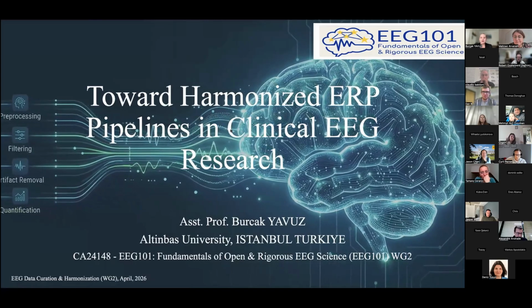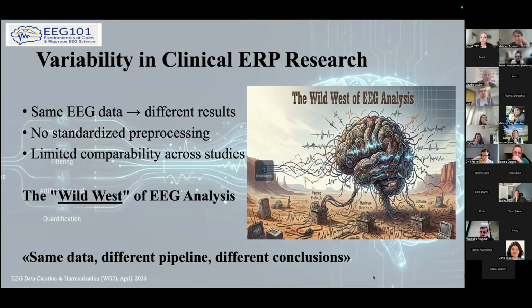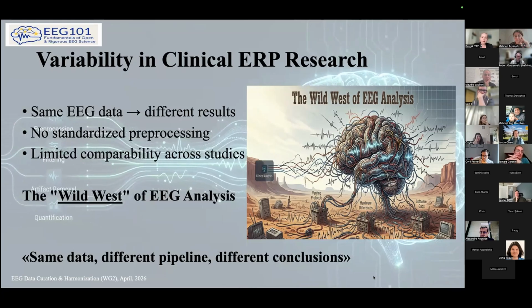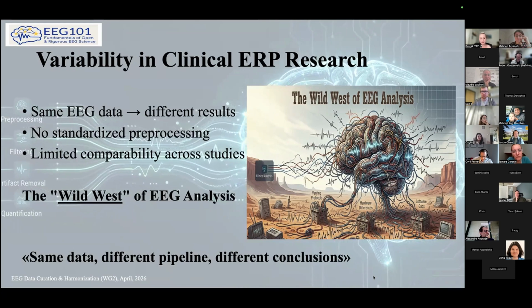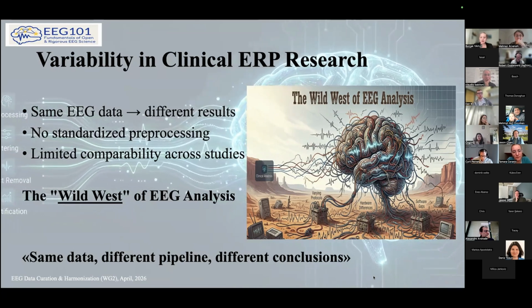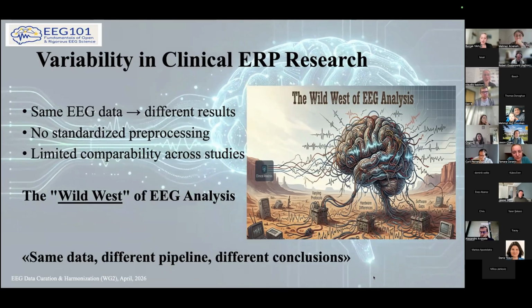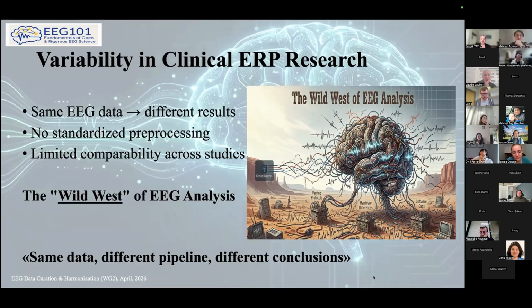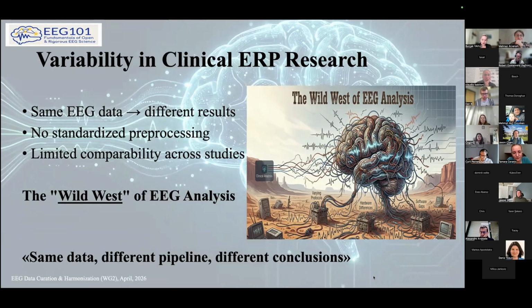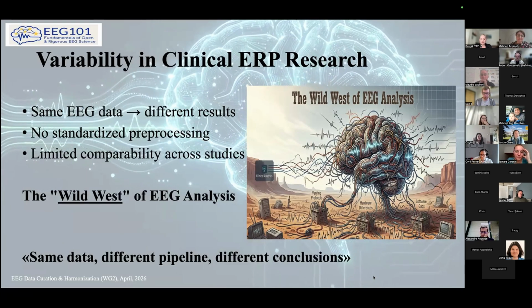In clinical ERP research, where does variability come from? First, filter choice directly affects ERP amplitude and latency. Second, artifact handling such as ICA and manual rejection changes signal quality and component visibility. And third, referencing and epoching strategy can reshape the overall ERP morphology. Each preprocessing step directly shapes the final ERP waveform.